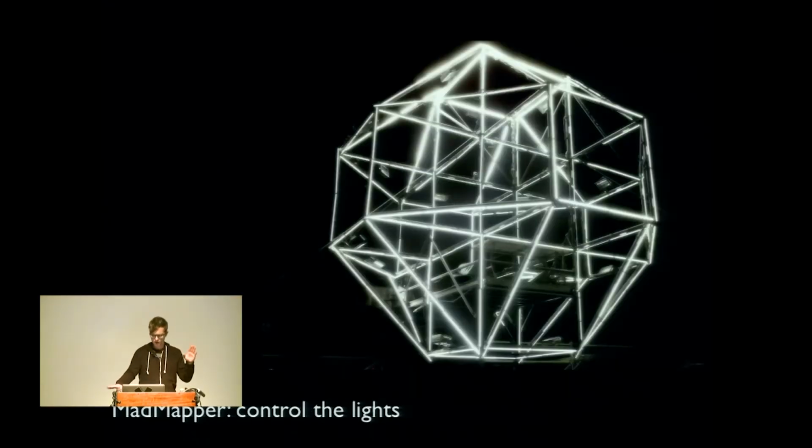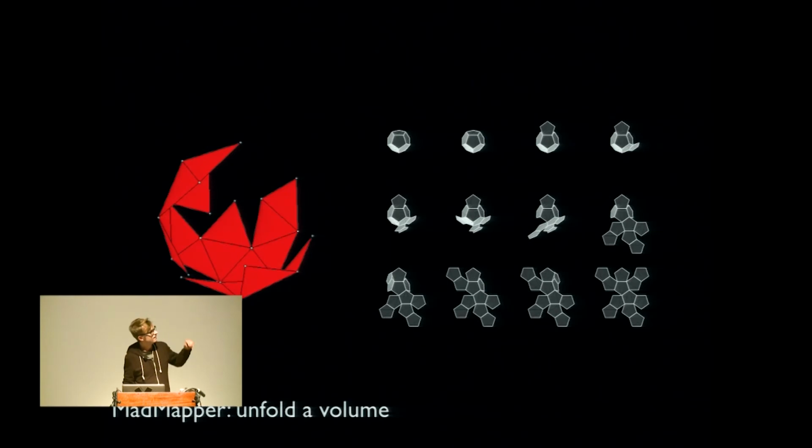So remember I talked about lighting, and we had a space that we unfolded. So now let's imagine we have a volume, a very simple volume. It's some kind of facetized sphere. And with MadMapper, with this software, we can control the light. And what's interesting is not how you control the light, but how you unfold the space. So this is the end result of our project. And this is about unfolding a volume.